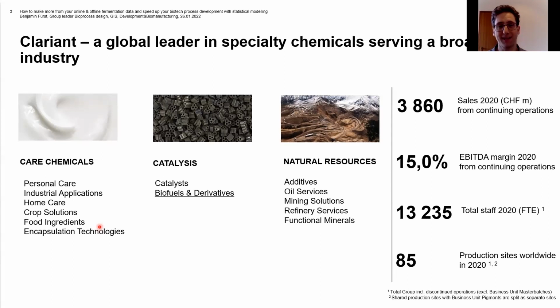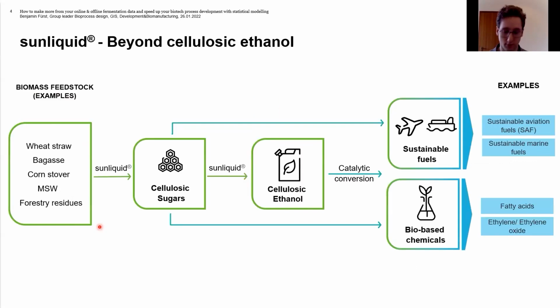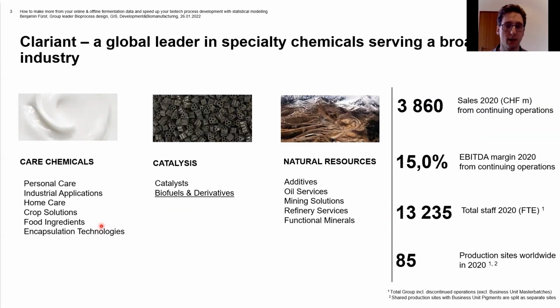Let me share some key figures about Clariant. Clariant is a global leader in specialty chemicals. To the right, you can see the Clariant business numbers. We had 3.9 billion Swiss franc sales in 2020, a 15% EBITDA margin, and over 13,000 employees worldwide at 85 production sites.